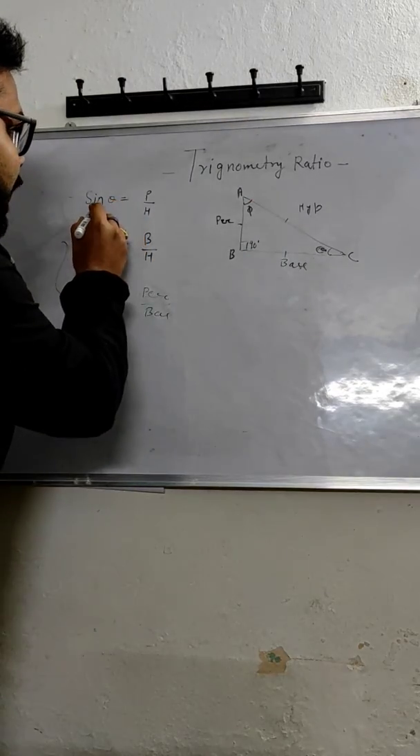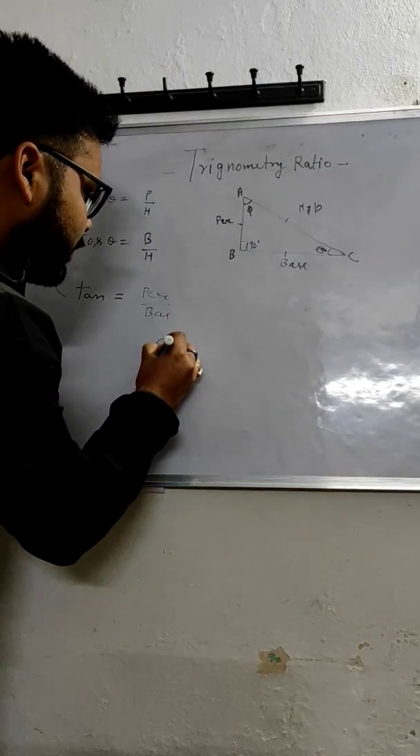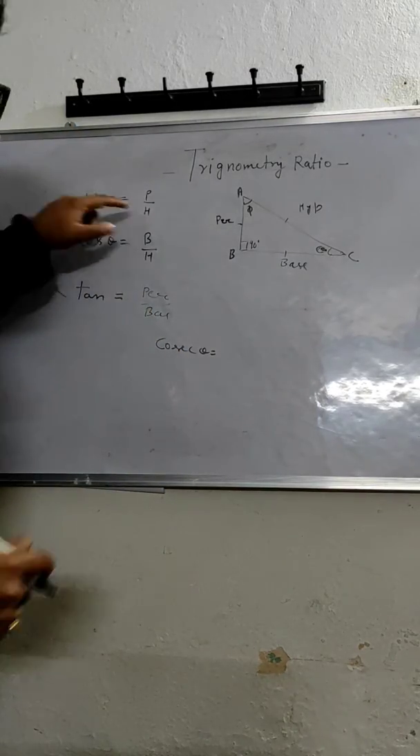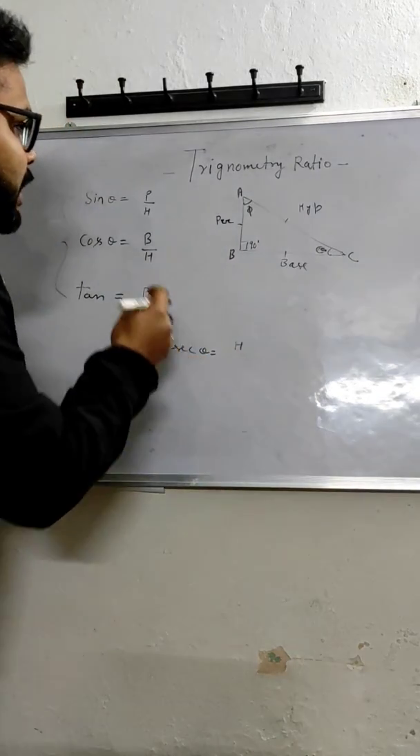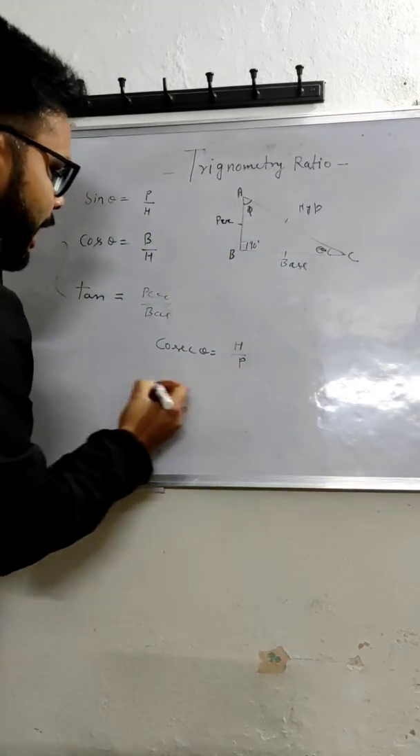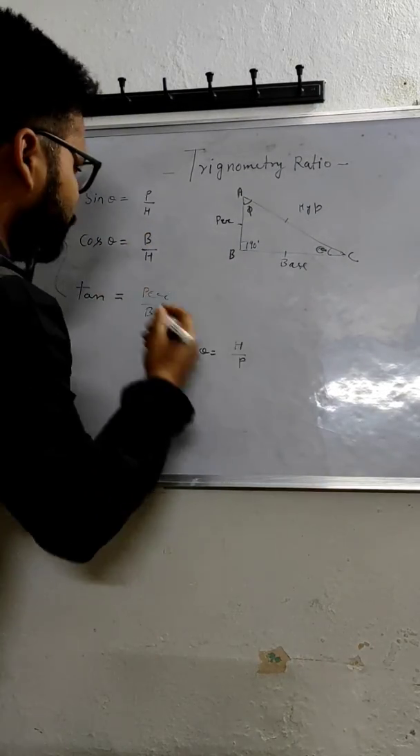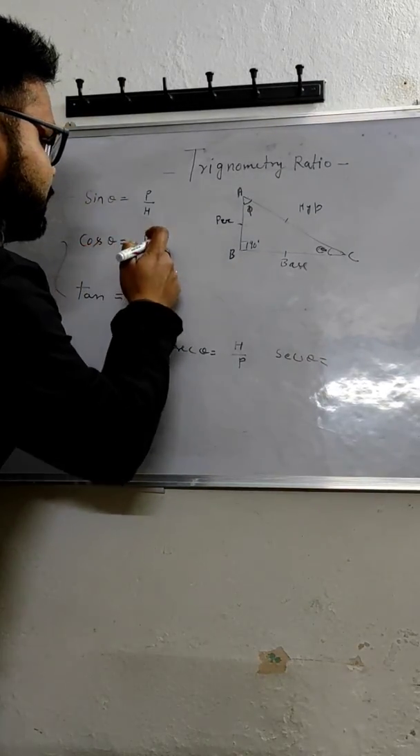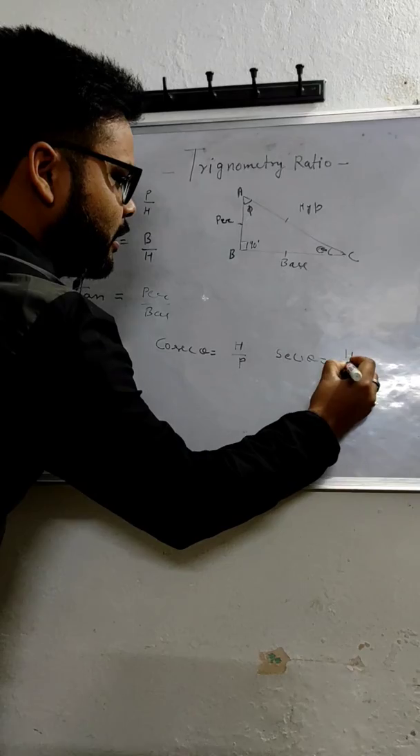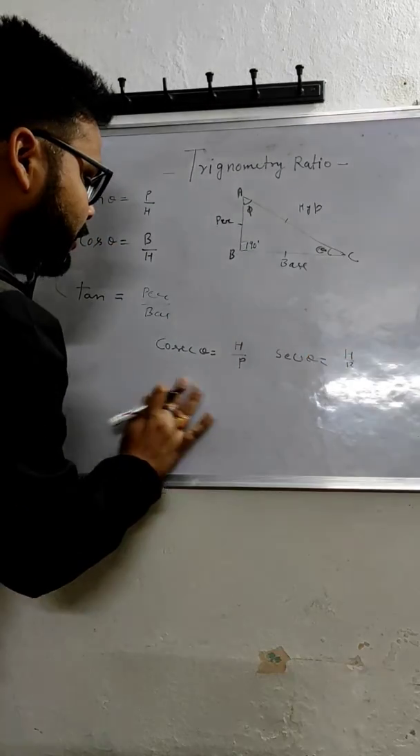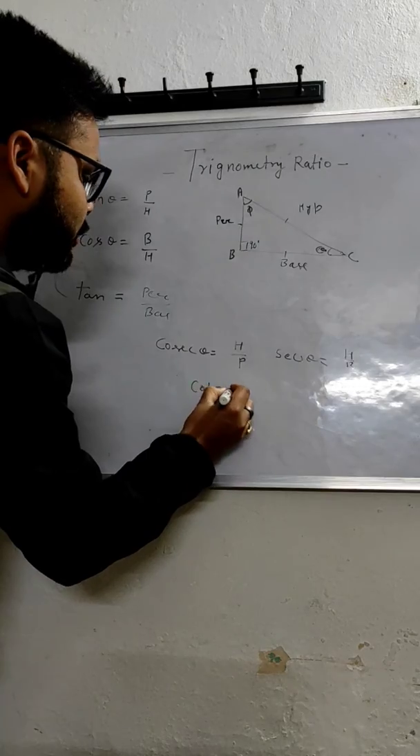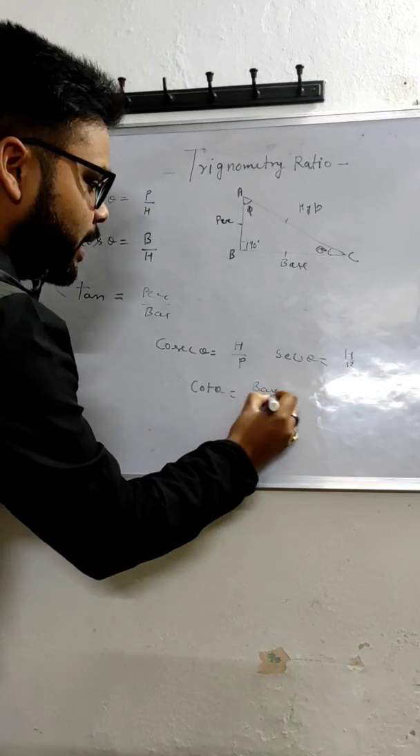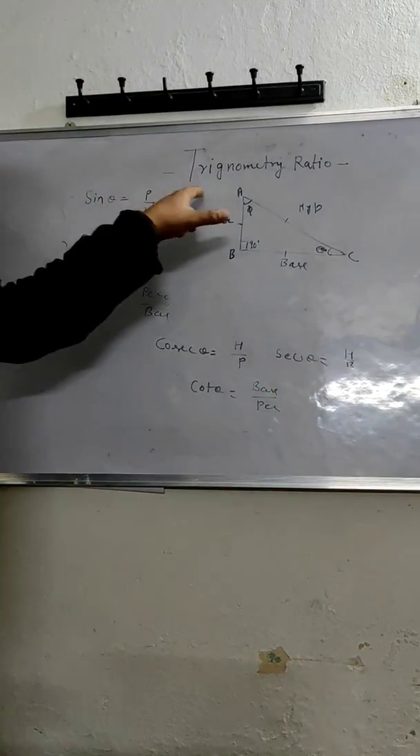How? We know the inverse of sine is cosec. So cosec theta will be the inverse of P by H; when we invert this ratio, it will be H by P. Cos theta is B by H, so its inverse is sec theta, which will be H by B. Then the inverse of tan theta is cot theta. Tan theta is perpendicular by base, so cot theta will be base by perpendicular. So these are the important trigonometry ratios.